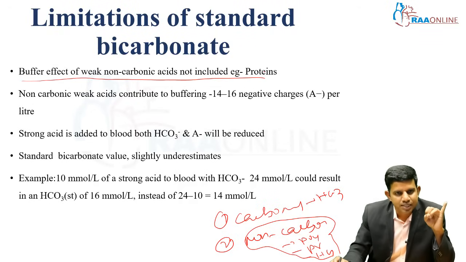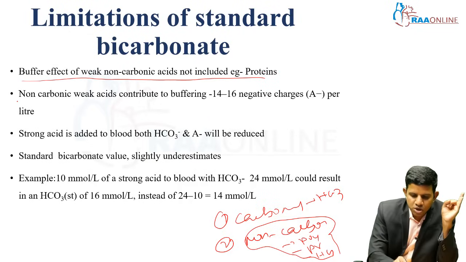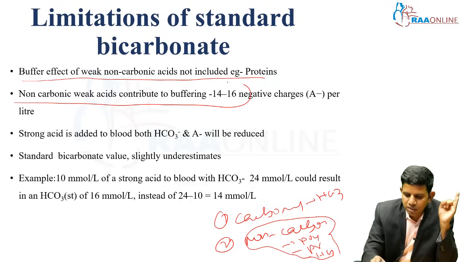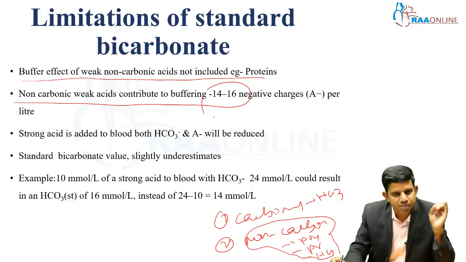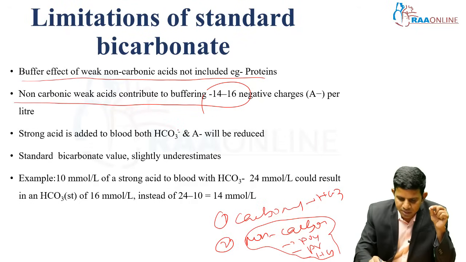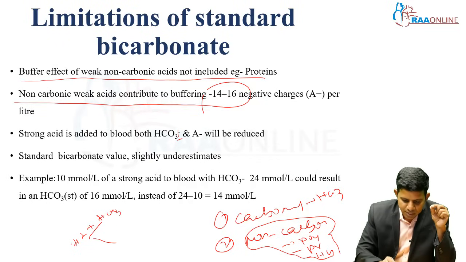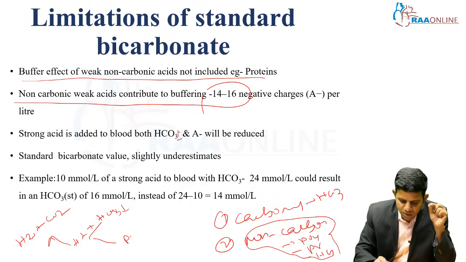Second, normally the non-carbonic weak acids contribute a buffering of 14 to 16 mmol per liter. So, whenever a strong acid is added to the blood, my bicarbonate level will decrease because I added H+ ions. The bicarbonate will come and bind with the H+, producing water and CO2, so the bicarbonate level will decrease. My phosphate or proteins will also come and bind with the H+ ions, decreasing the free H+ ions.